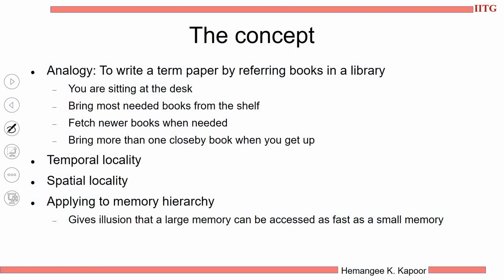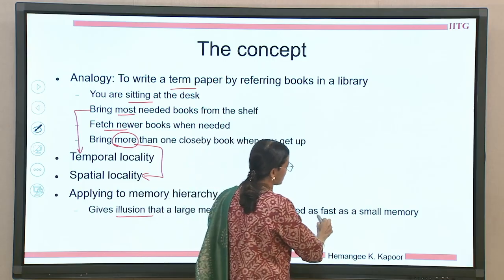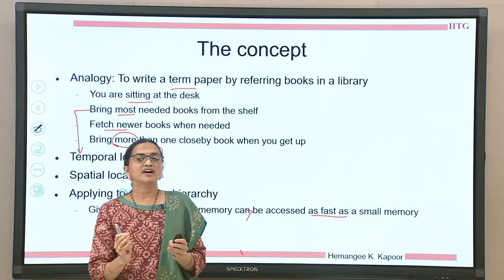So the concept of memory hierarchy derives from this analogy of writing a term paper. You're sitting at your desk, you bring the most needed books from the shelf, and you go and fetch newer books when you finish a subsection. And then when you go to the shelf, you tend to bring more than one book because it might be useful. Okay. So the most needed book satisfies the temporal locality and the more books which you bring satisfies the spatial locality. So with this term paper example, the whole library is accessible to you, but you are not going to consume that information in one go. You're going to consume it one by one. So this concept gives us an illusion that a large amount of memory or a large amount of bookshelves are available to me, but at the same time, I'm able to utilize them in small amounts in a faster manner.